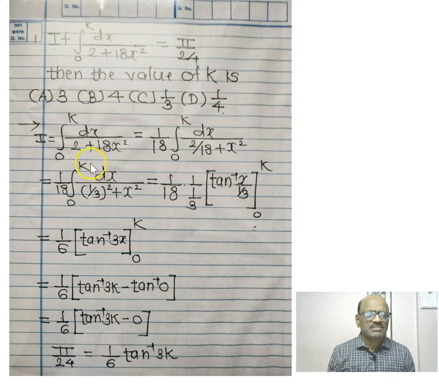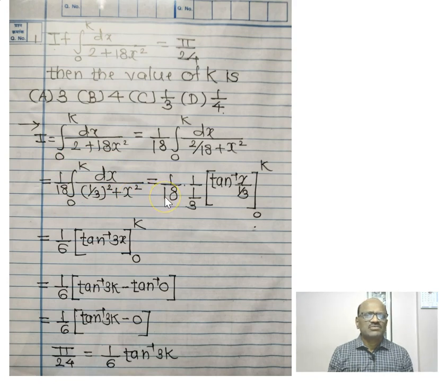Now this is again a simple integral. The coefficient of x square is 18, therefore we'll first of all take 18 as common. Then you will get 1 upon 18, integral 0 to k dx upon 2 upon 18 plus x square. But 2 upon 18 means what? 1 upon 9. And 1 upon 9 is the square of 1 by 3. That is equals to 1 upon 18, integral 0 to k dx upon (1 by 3) square plus x square.